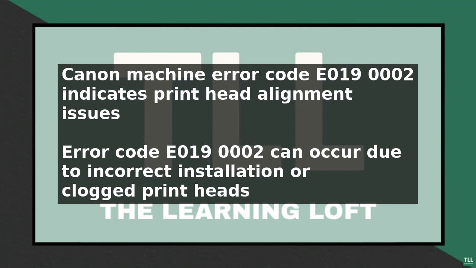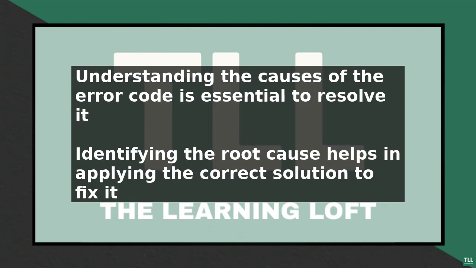Step 1. Understanding the causes. To resolve the error code E0190002, it is essential to understand the possible causes. The error can occur due to physical obstructions, incorrect printer settings, or issues with the printhead or ink cartridges. Identifying the root cause will help in applying the correct solution.